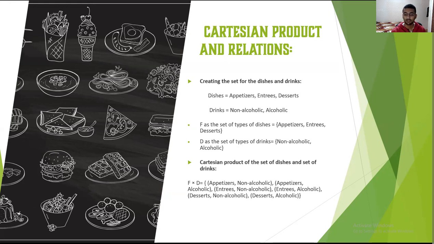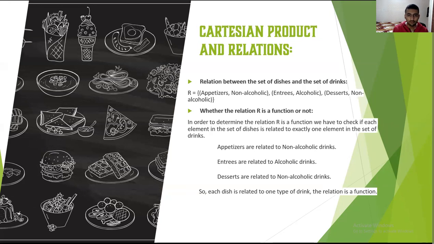The Cartesian product of the set of dishes and the set of drinks would pair each element of one with each element of the other, the first one with the first one, then the second one, as depicted in the formula. We need to understand the formulas carefully to completely understand the mathematical procedures. And the relation between the set of dishes and the set of drinks would be like this. To determine whether the relation R is a function, we have to check if each element in the set of dishes is related to exactly one element in the set of drinks. This is a prerequisite to see if the relation is a function.